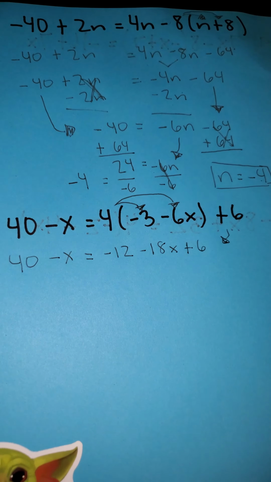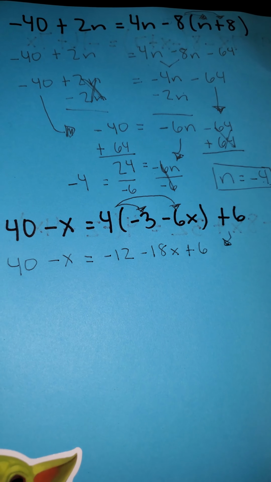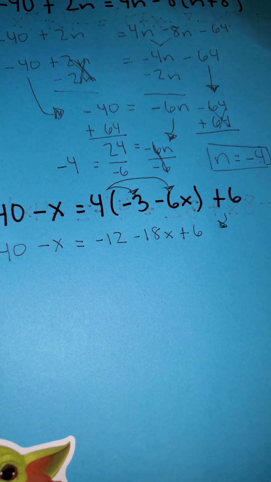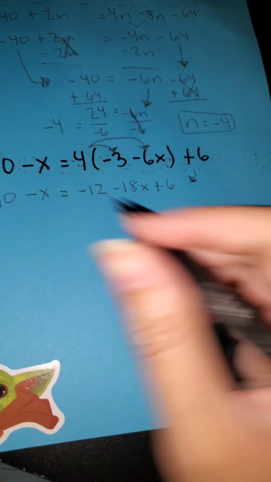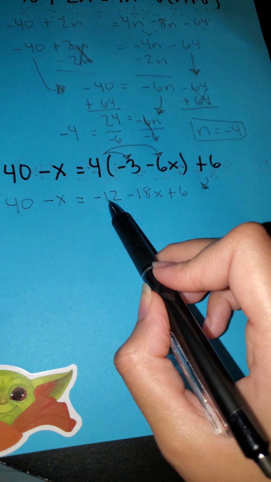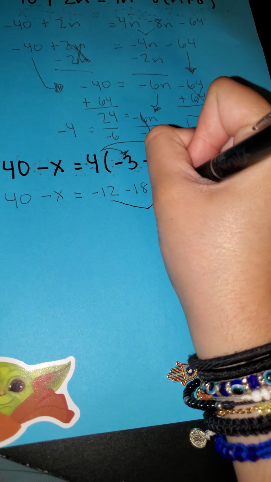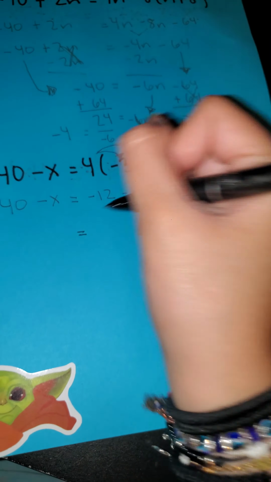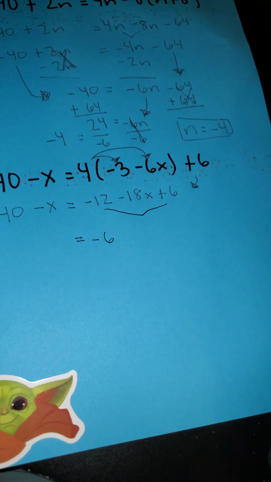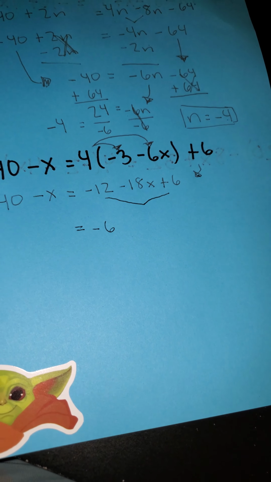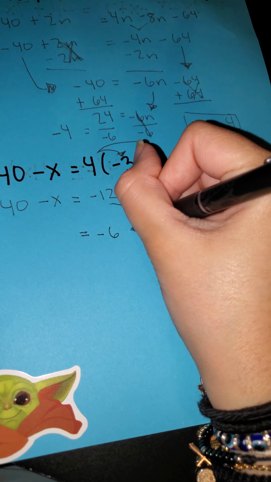Now remember, we're going to do the same steps. Now we are going to do what is called combining like terms. Here, I have no terms to combine. Here, I have these terms to combine. Let's combine those. Negative 12 plus 6 gives us a negative 6. We're going to bring down this negative 18x.